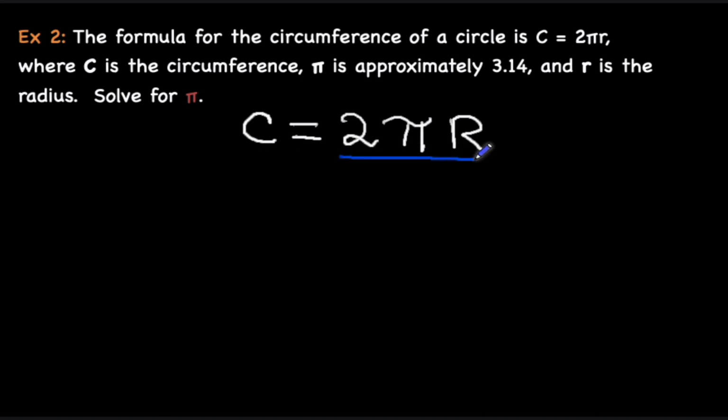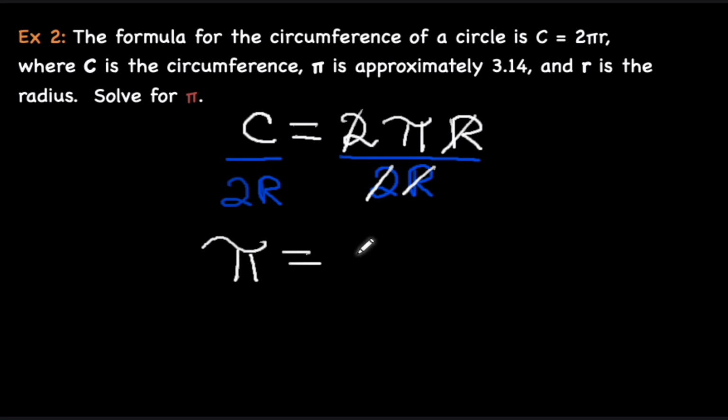So what we're going to do, since we need to isolate pi, is we can actually divide by 2r on both sides of the equation, right? Because we're still multiplying by 2r up here, even though we have pi here. Okay, so notice the common factors of r and 2 cancel. So that leaves us with pi. So pi is equal to C over 2r. So let's go over example 3.